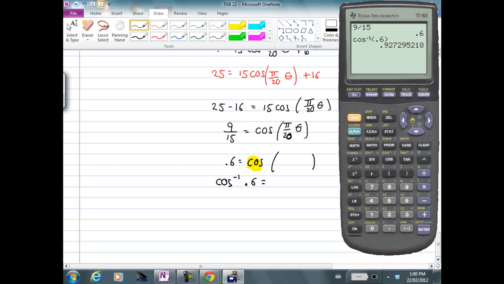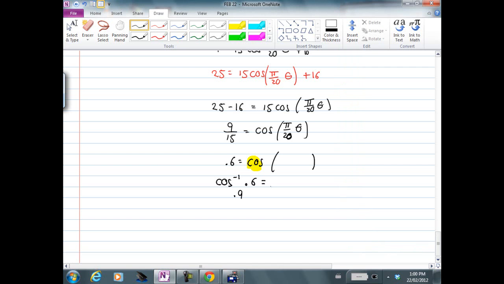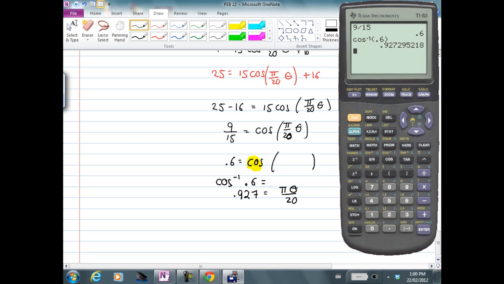0.927 equals pi theta over 20. Solve for theta. Bring the 20 over and divide it by pi. See, this took a lot of work. I don't know about you, but I don't have time to do all this work. So I'm going to show you another method to do this later.